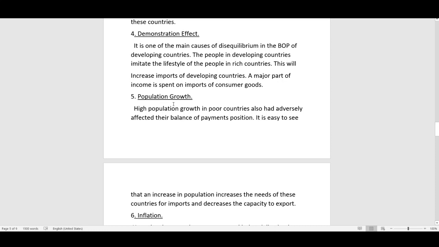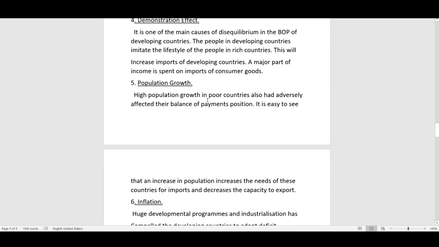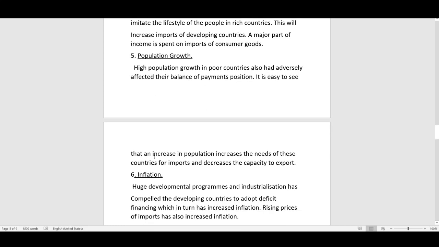Fifth, population growth. High population growth in poor countries has also adversely, means badly, affected their balance of payment position. It is easy to see that an increase in population increases the needs of these countries for imports and decreases the capacity to export.